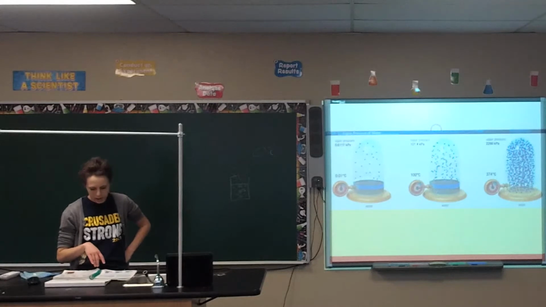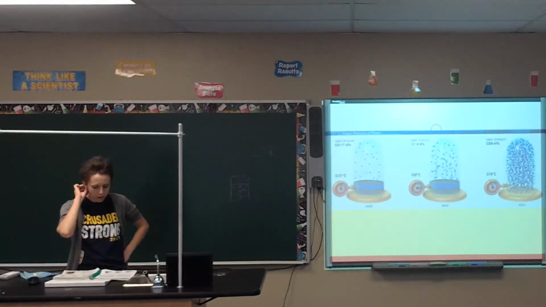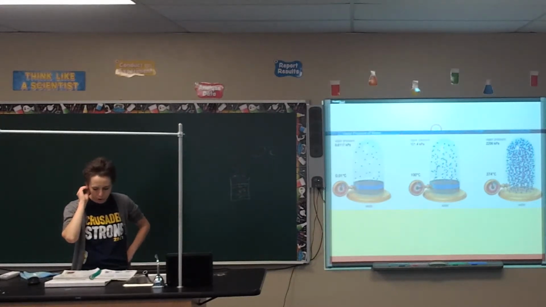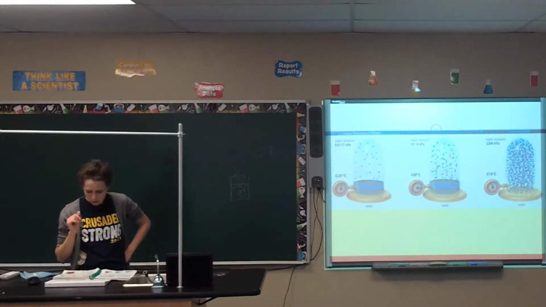Your book points out at a temperature of 0.01 degrees Celsius, only 0.6117 kilopascals of pressure are needed to keep the water from boiling. But, let's see, I lost my spot, I'm sorry. The liquid water in an airtight container at 0.01 degrees Celsius will boil only until the actual pressure of the vapor in the jar equals 0.6117 kilopascals.